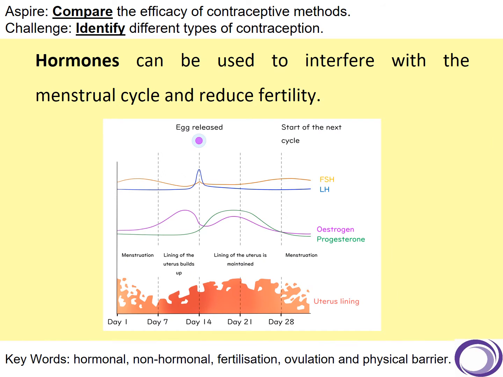So the other main method of contraception is based on hormones. We can use hormones to interfere with the menstrual cycle and to reduce fertility. You know from a previous lesson that we have these 4 hormones that are all involved together in building up the lining of the uterus so that it's ready to accept an implanted egg, and releasing the egg from the ovary so that it potentially can be fertilized and develop into a pregnancy. If we can disrupt the levels of these hormones, we can reduce the chances of a pregnancy occurring.